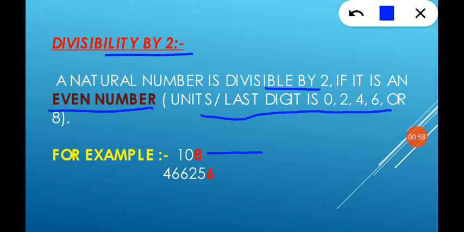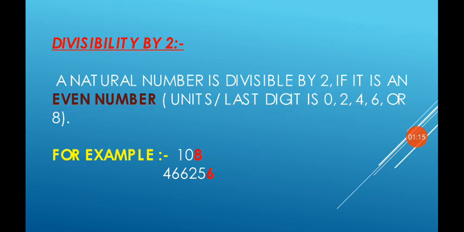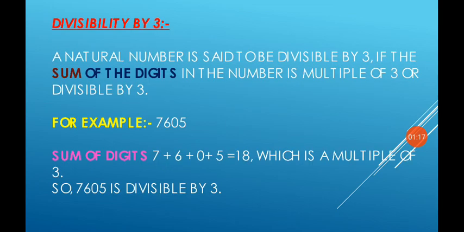Next example, 4,66,256. Again the unit place digit is 6, which is an even number, and hence it is divisible by 2. Understood, students? Okay, now moving to divisibility of 3.